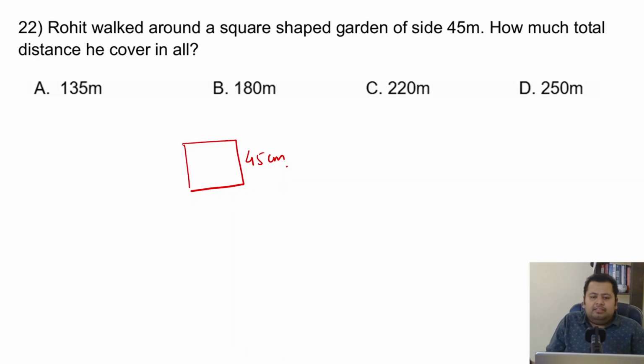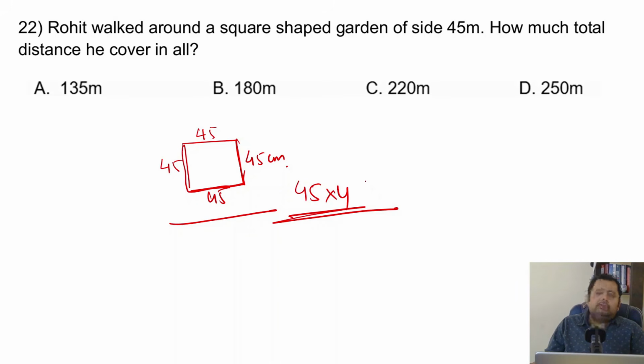Great. Easy one. So if Rohit is walking around this park, and one side is 45 and it's a square, all the sides are equal. So if this is 45, this becomes 45 as well. This becomes 45 as well. This becomes 45 as well. So that is why it becomes nothing but 45 multiplied by 4.